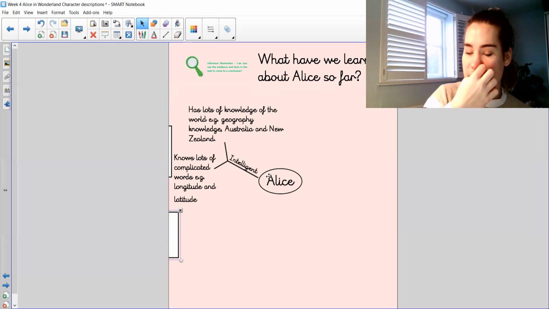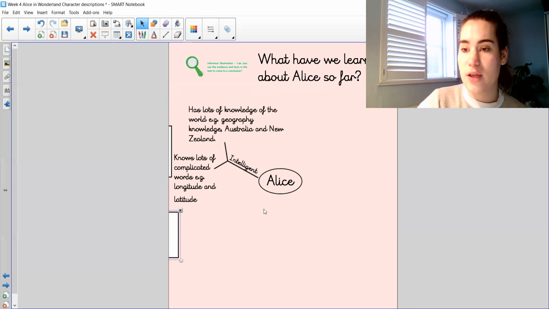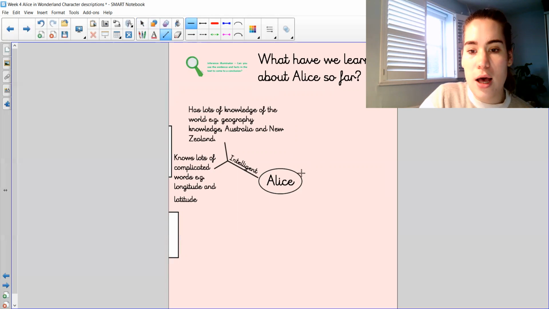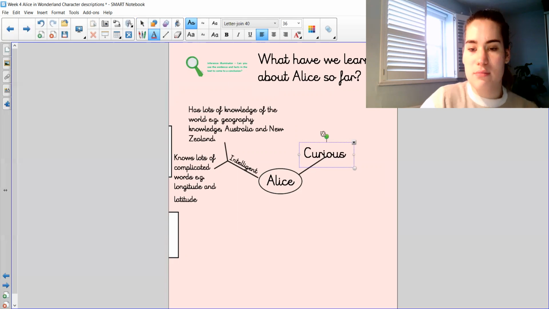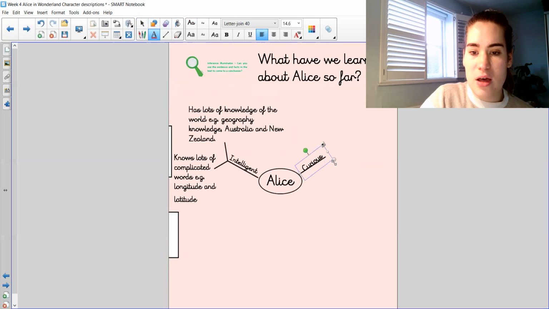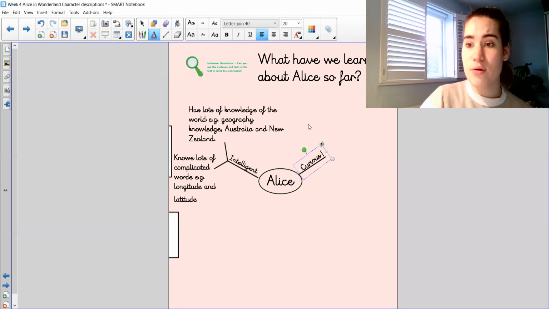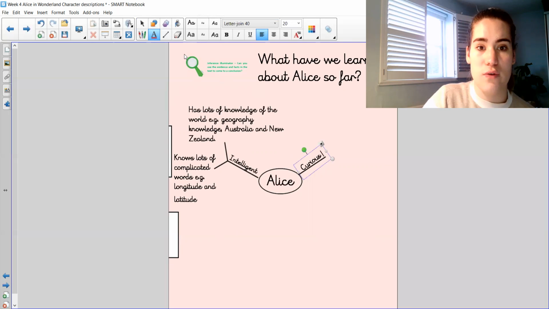Now, you're going to have a go at creating your own mind map all about Alice and her personality features. You're going to draw a line coming off your mind map. On that line, you are going to write a personality adjective about Alice. For example, curious is quite a good one. I'm sure you might all go for that one. So you're going to be writing it on the line to show that this line is going to take you to reasons why we think she's curious.